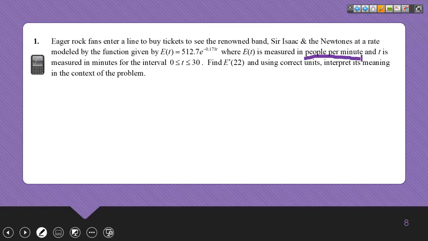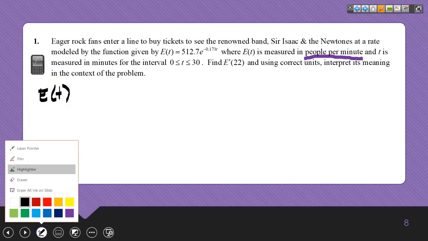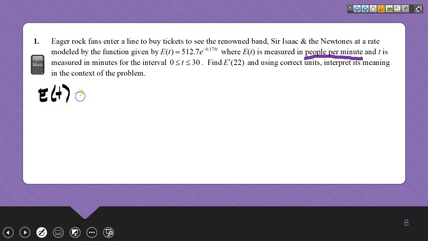So if you were given this on a problem on an AP test, then E of t is kind of like a first derivative, because it represents a rate. Which means if you integrated it, you're going to get a position, or a number of people. If you take the integral again, you're going to get something like an acceleration, or a rate per minute per minute.